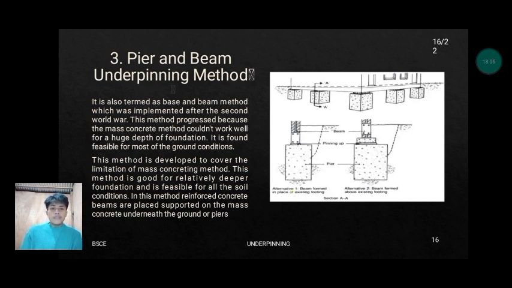This method was developed to cover the limitation of the mass concreting method. It is good for relatively deeper foundations and is feasible for all soil conditions. In this method, reinforced concrete beams are placed, supported on mass concrete underneath the ground, or piers. Here is a sample of the pier and beam underpinning method.